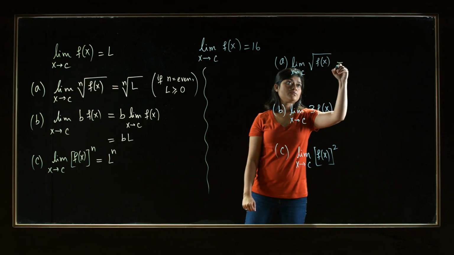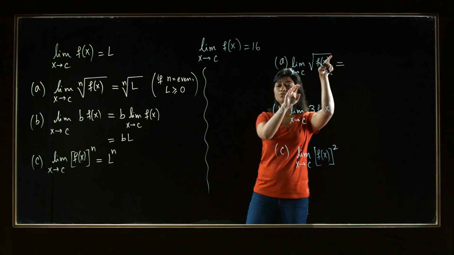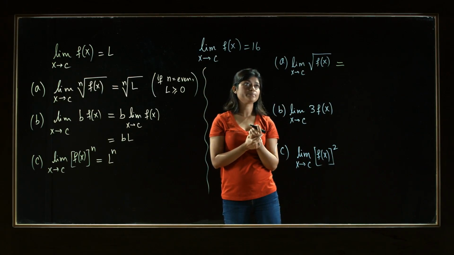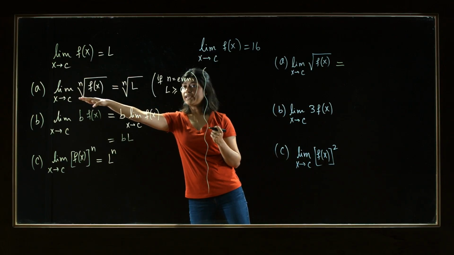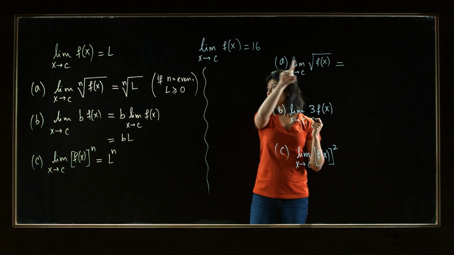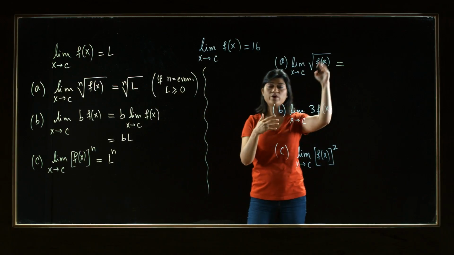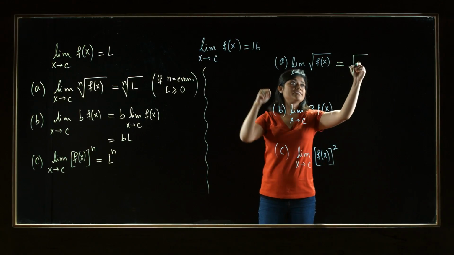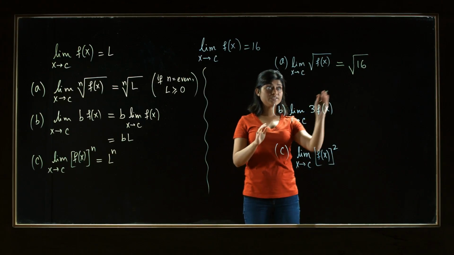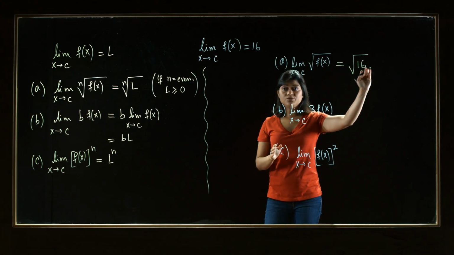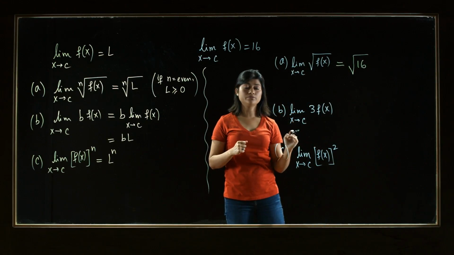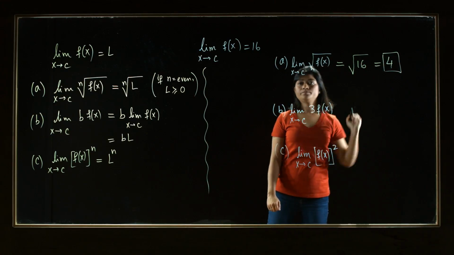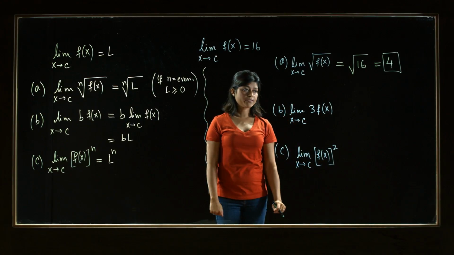So the first one, we have to evaluate the limit of the square root of the function. And the limit of the function already exists. It's right here. It's 16. So we can apply property A and consider n is 2, so it's a square root. And then the answer will be just the square root of the limit that is given, which is 16. Notice n is even and the value L inside is a positive value. So we can apply the property. And the square root of 16 is 4. So this is the answer for the first limit.